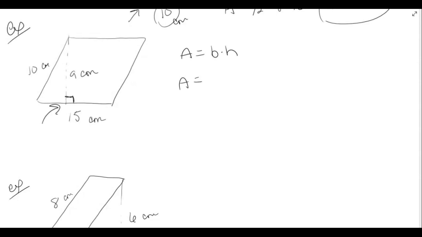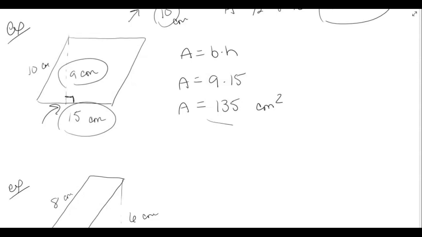So you look for the 90-degree angle, and you need the pieces that form that altitude and that base. So in this case, it's going to be 9 and 15. And those are both centimeters. And so when you multiply them together, you're going to get 135 centimeters squared. Okay?